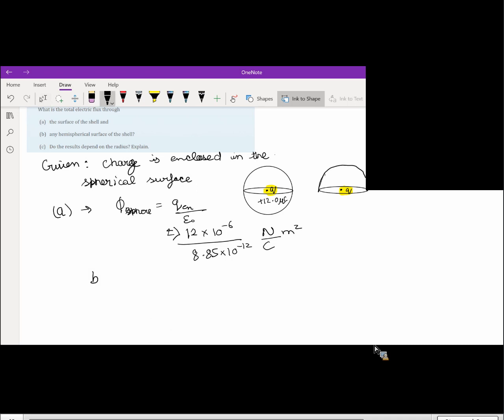And for the B part, you can tell by the symmetry that for the hemisphere, flux is half of the sphere. So just half the value of the phi sphere. Okay.